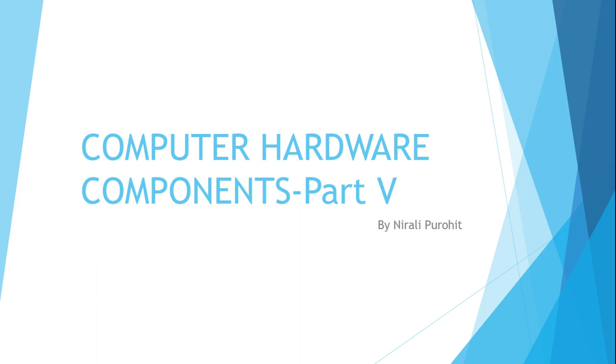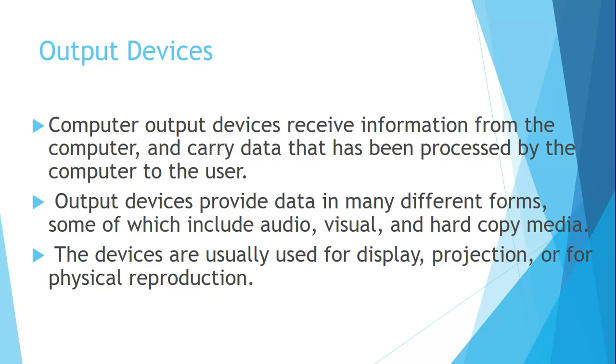Hello kids, today we will be discussing computer hardware components part 5. In this video we will be discussing various types of output devices. Now first, what is an output device? An output device is a device which shows the output from the computer to the user.